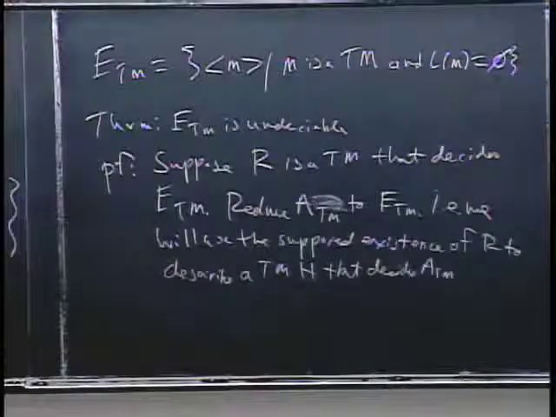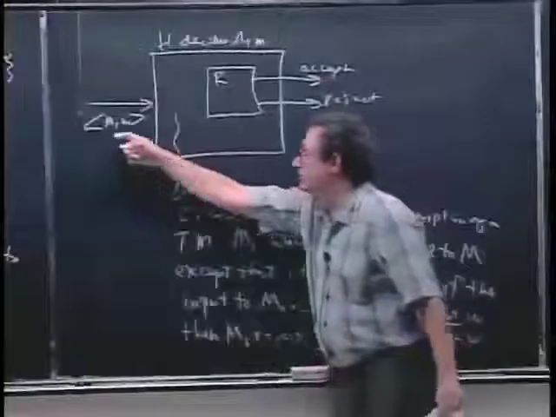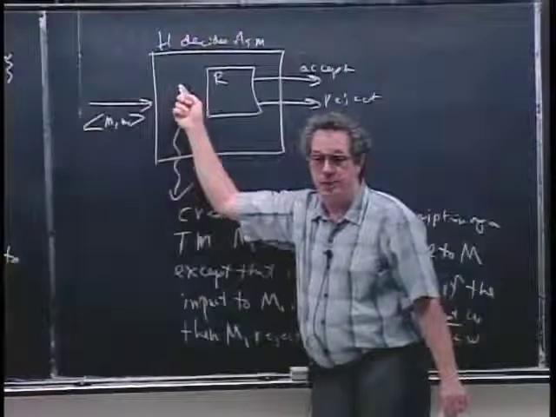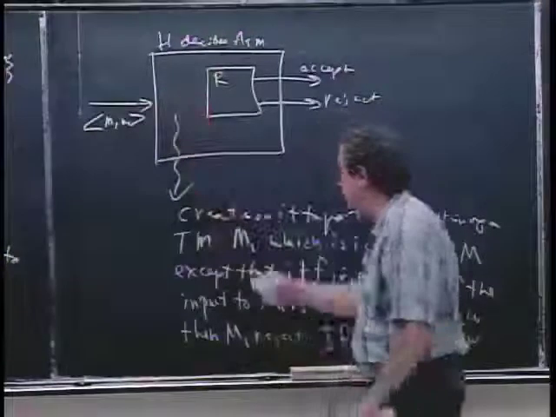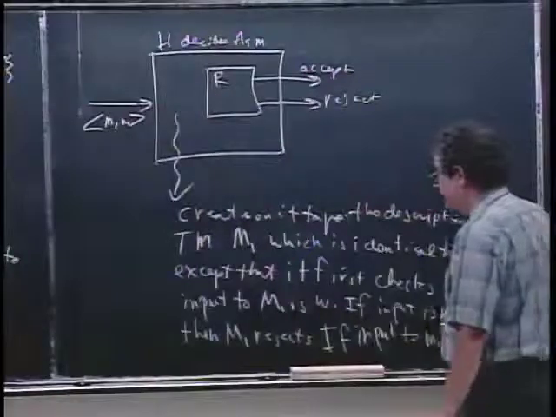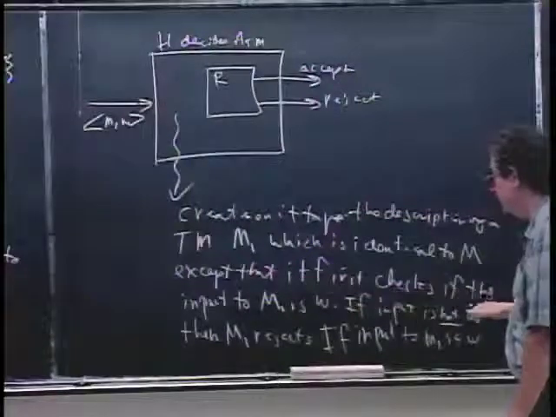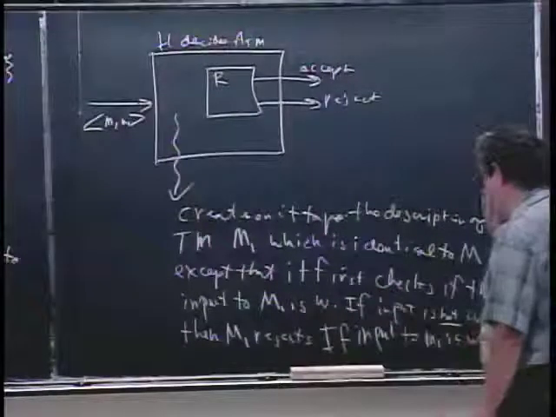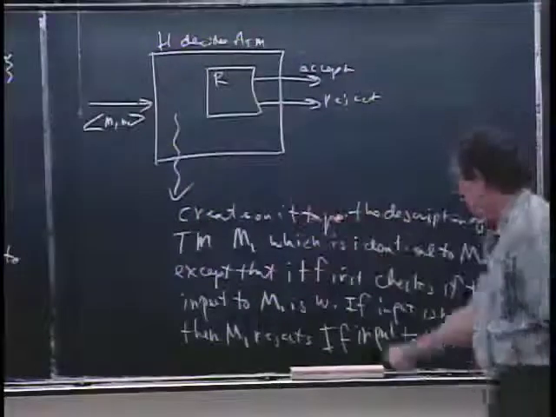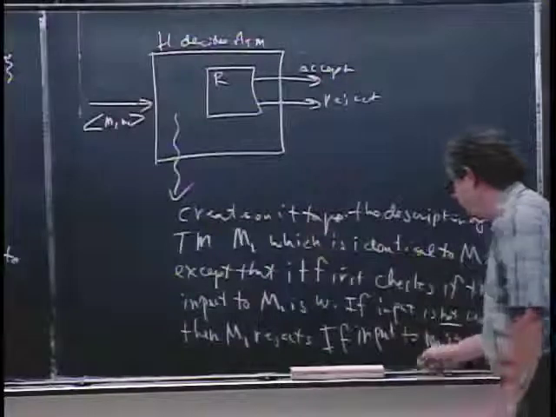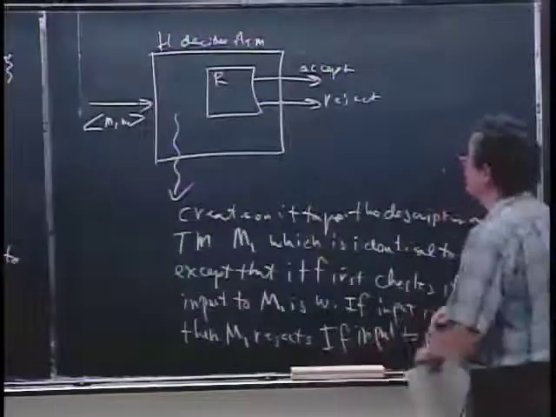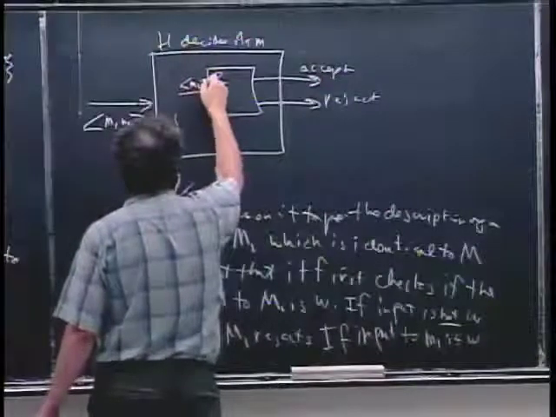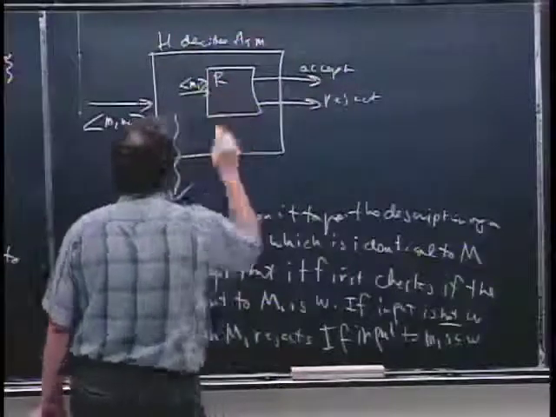Okay? So what's happening here is when H sees a particular M and a W, it's cooking up a description of a Turing machine M1. That Turing machine M1 is the same as M, except that it first checks whether the input is W. Okay? And if it is not W, it just rejects. Okay? But if it is W, then it's going to feed the description of M1 to R. Okay?